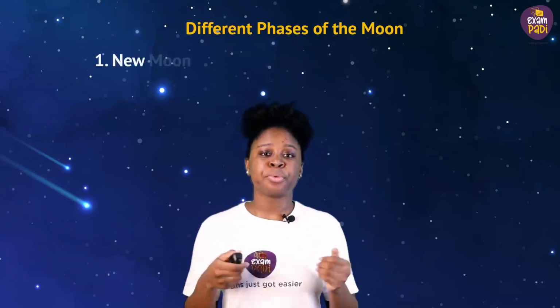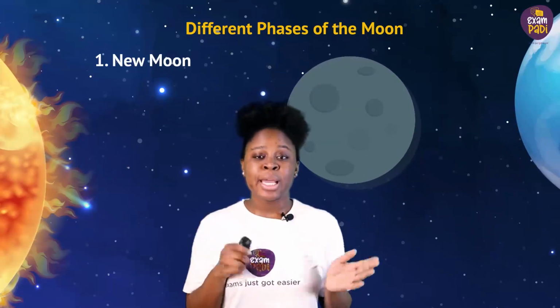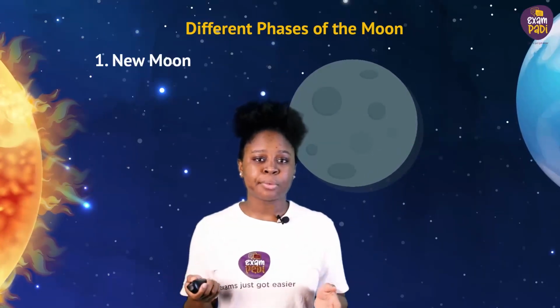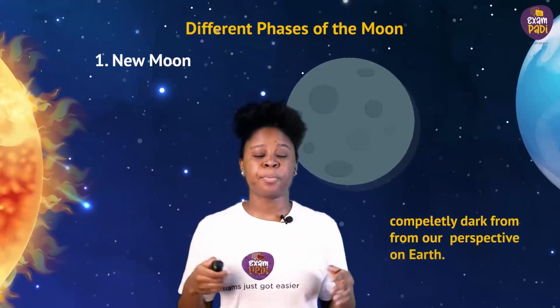Number 1, new moon. This is when the moon is positioned between the Earth and the Sun, and the side of the moon facing the Earth is in the shadow. This makes the moon appear completely dark from our perspective on the Earth.